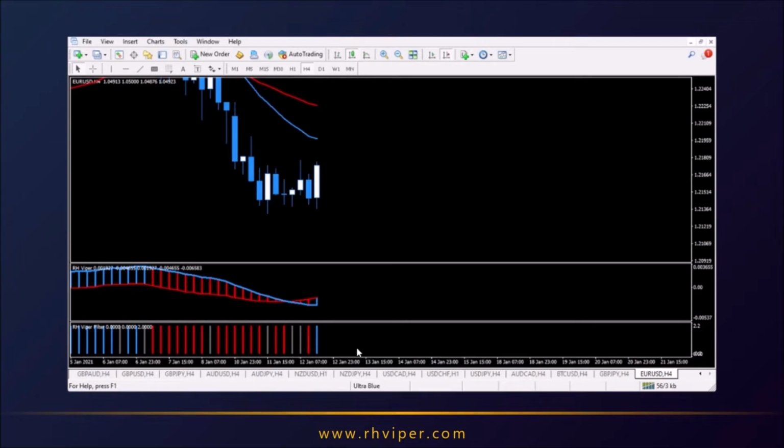What we're looking for at this point is looking for the price to pull back and touch the blue moving average. In this case, we've got the setup. So then we'd be looking for that short opportunity. We'd be looking for a signal. So let's watch this and see what happens.